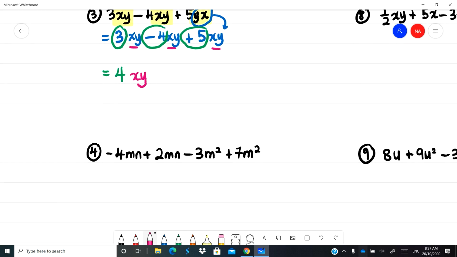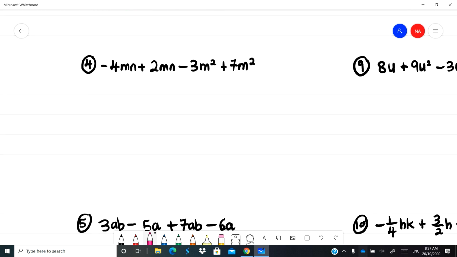Okay, so let's look at number 4. Right, so look at your variable. Cari yang variable yang sama. Mana term yang sama? Okay, this one together with this one, boleh tambah. And we know that this negative 3m squared plus 7m squared adalah like terms. So, tambah yang kuning dengan yang kuning, yang biru dengan yang biru. So look at your number here. Negative 4 plus 2 will be negative 2. Negative 2 what? Negative 2mn.